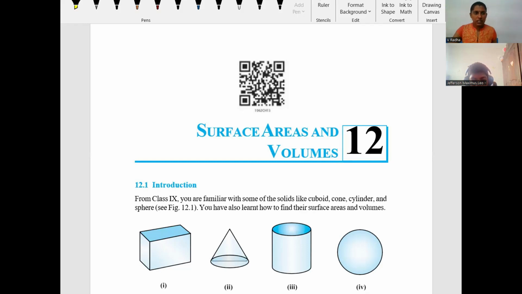Surface area and volumes. So cube, cuboid, cone, cylinder. Everything you have learned in 9th standard, correct? Yes, ma'am. Cube and cuboid is a deleted portion in ninth grade, correct? Yes, ma'am. Okay. Now we will learn cube and cuboid also.